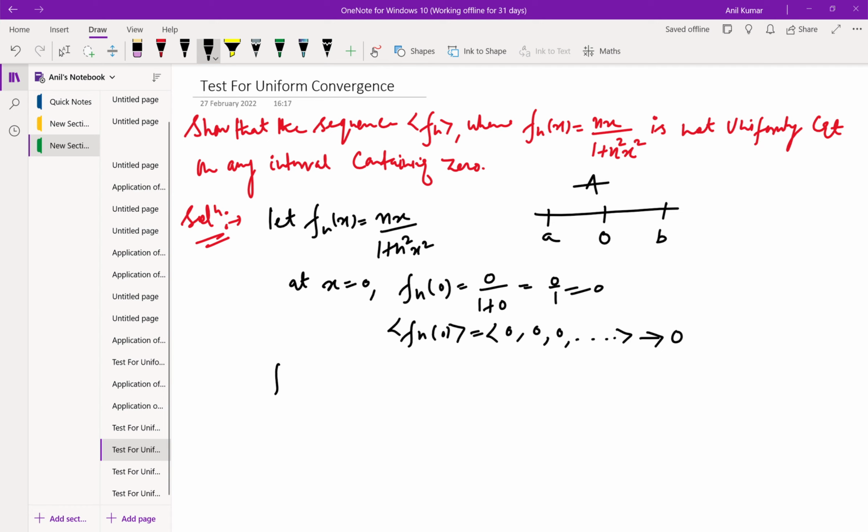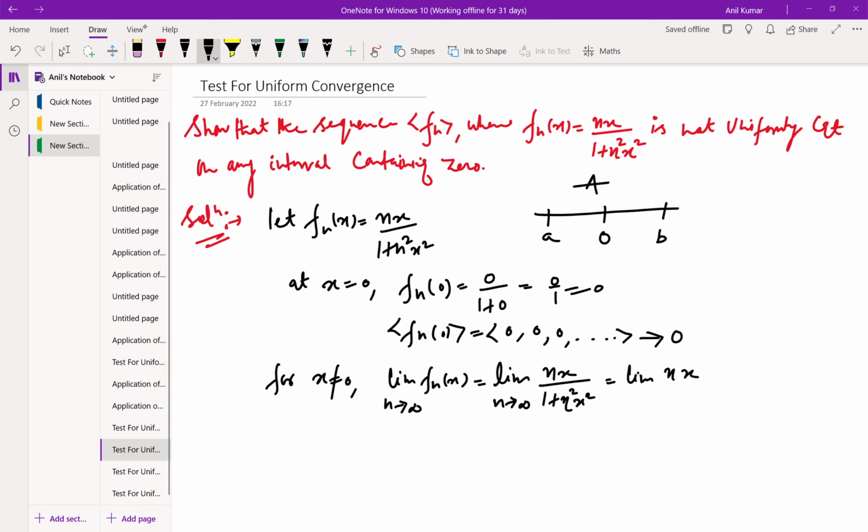Now for non-zero x, limit of f_n(x) as n approaches to infinity, this is limit as n approaches to infinity of nx divided by 1 plus n square x square.